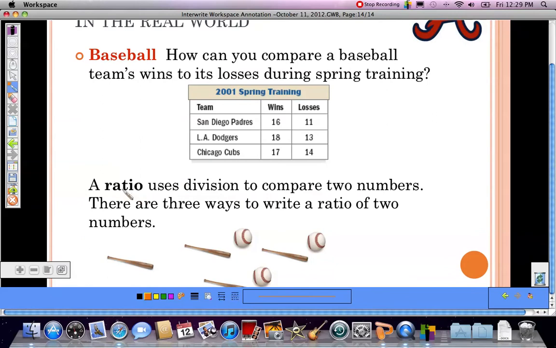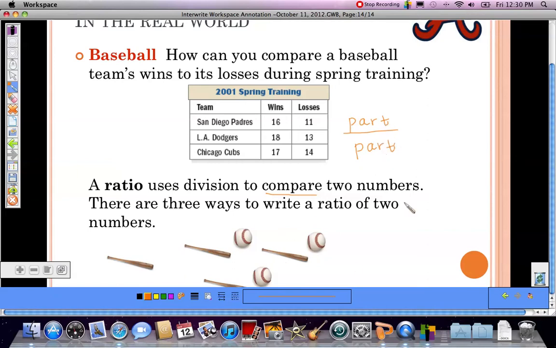is this first sentence. A ratio uses division to compare, and underline or highlight the word compare, because a ratio is simply a comparison of two numbers. Also, for your definition, please add part to part, over part. Ratios compare a part to part.